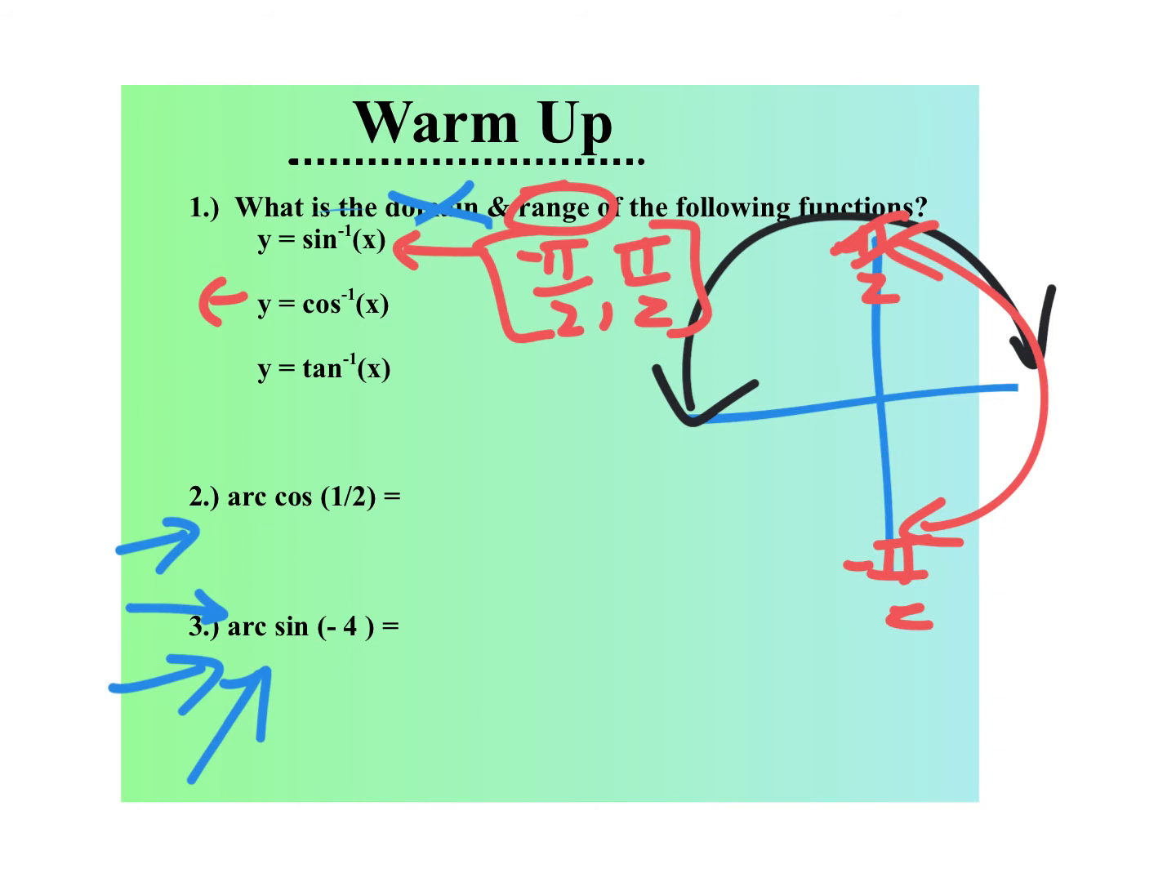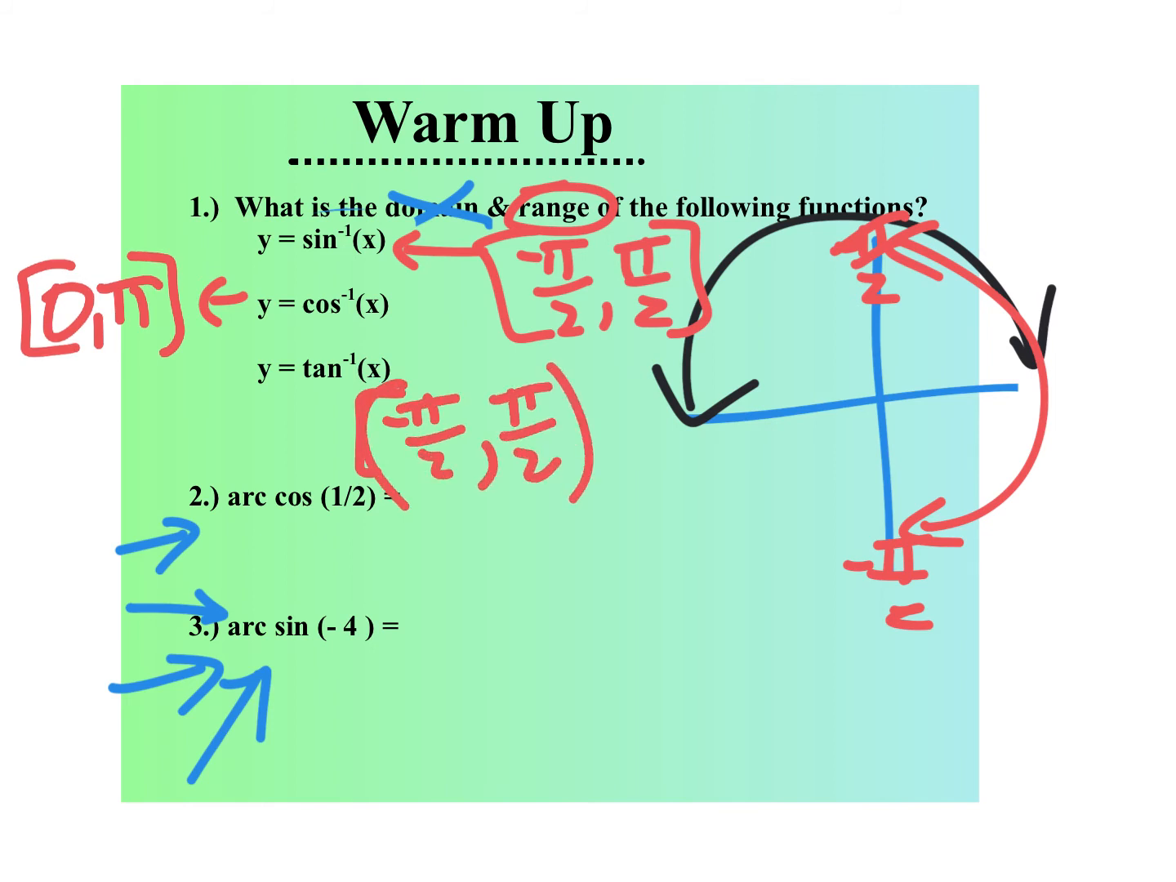Goldsmith, you want to do that one? 0 to pi. 0 to pi, brackets. And Goldsmith, finish off with tangent. Negative pi over 2 to pi over 2. That's parentheses. Nice. Parentheses because tangent can't touch those.